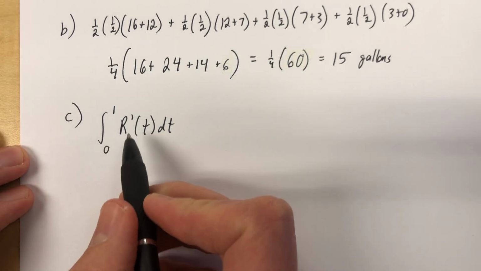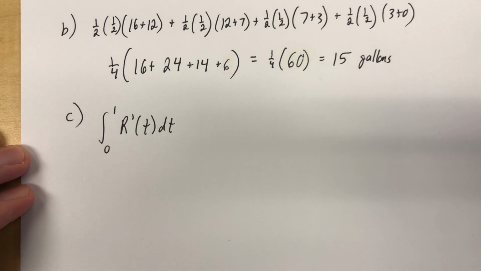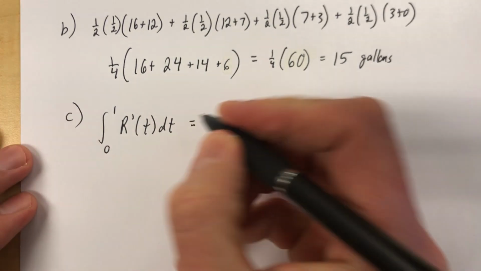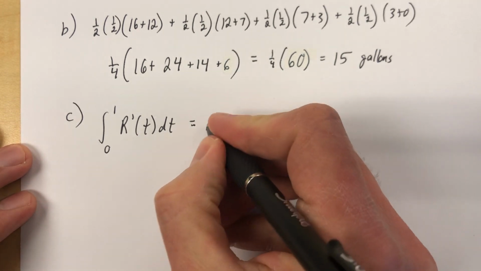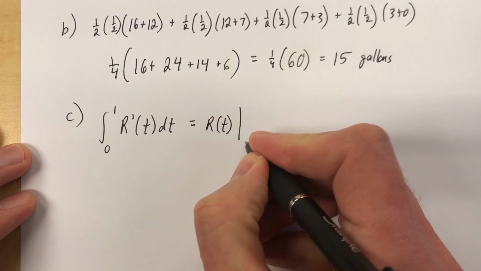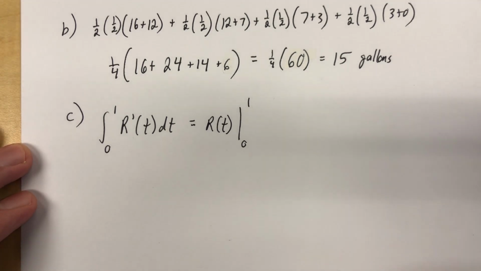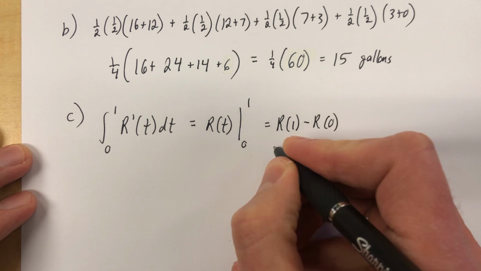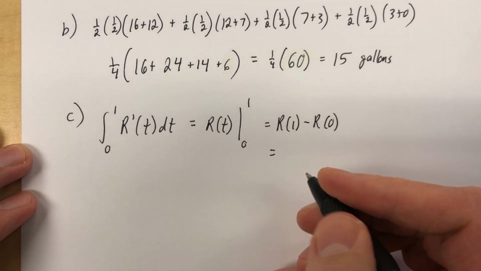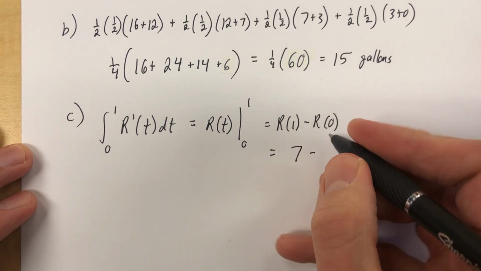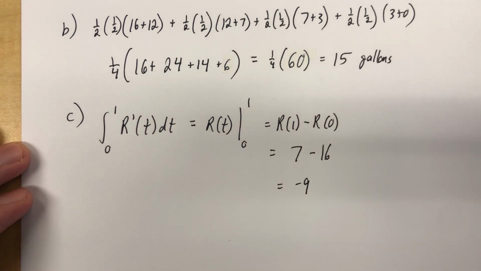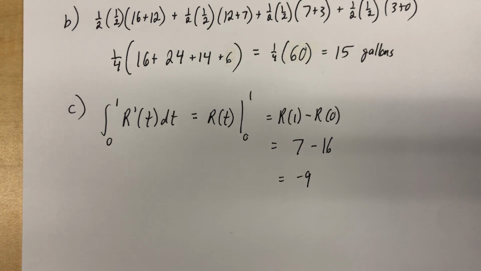This will be the integral of the derivative of the rate, which would give us the rate, gallons per hour, but that's beside the point. The antiderivative of r prime would be r, and we're going to do that from 0 to 1. This is the fundamental theorem of calculus right here. So r of 1 minus r of 0, and r of 1 is 7, r of 0 is 16, looking at the table to figure that out, and I have negative 9. They did not ask for units of measure. We have done part C.